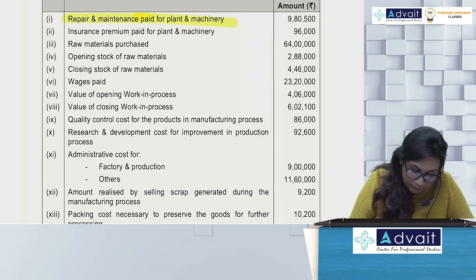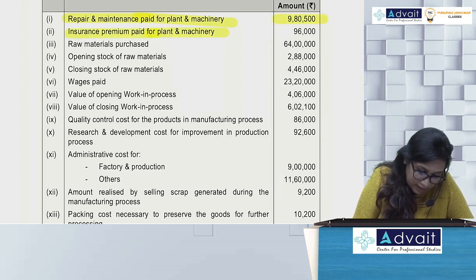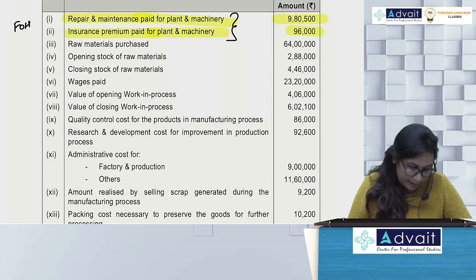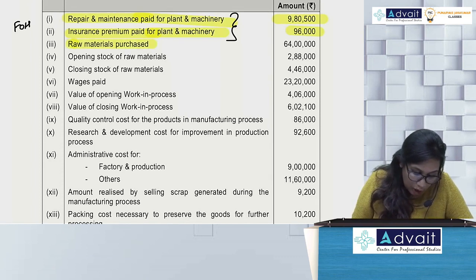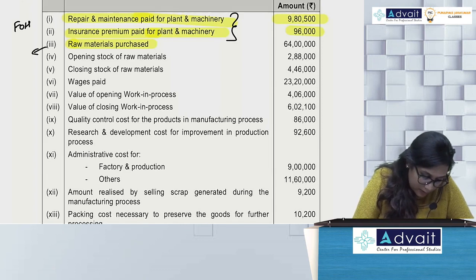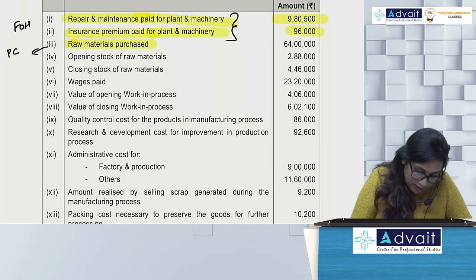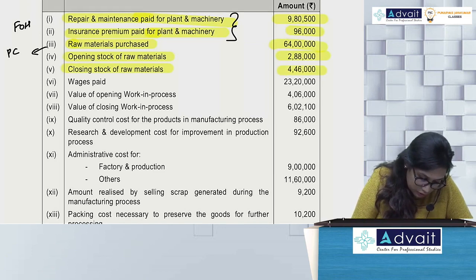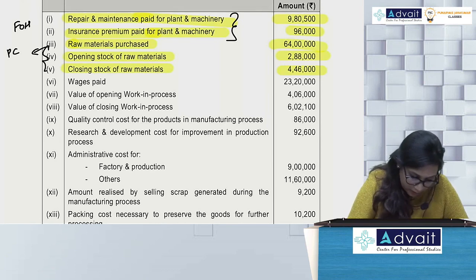Repairs and maintenance paid for plant and machinery. Insurance premium paid for plant and machinery. Guys, where will this come? Yes, absolutely right. This is part of works overhead or factory overhead. Perfect. Let's move on. Raw materials purchased. What about raw materials purchased? This is part of my prime cost, direct materials. But they have also given us opening stock of raw materials and closing stock of raw materials, which we will adjust to get raw material consumed.